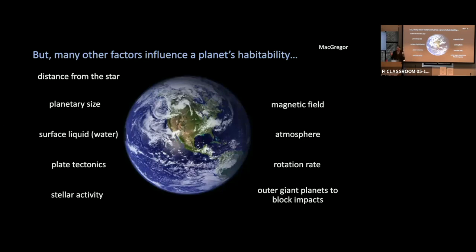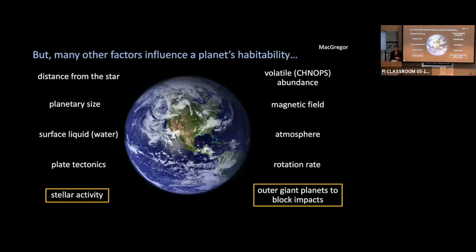Now, unfortunately, just by looking at exoplanet detections, we can't get at all of these different factors. So what I want to talk about today is ways of getting at some of this by looking at other parts of planetary systems.